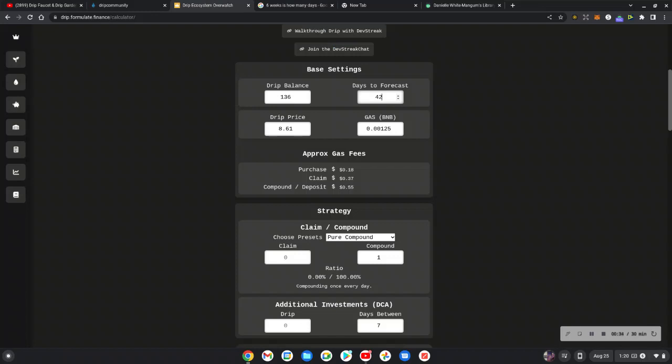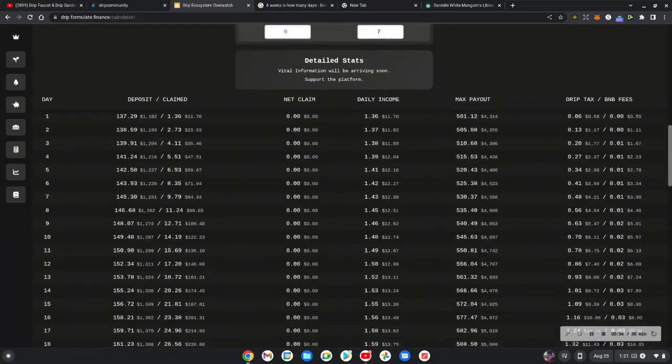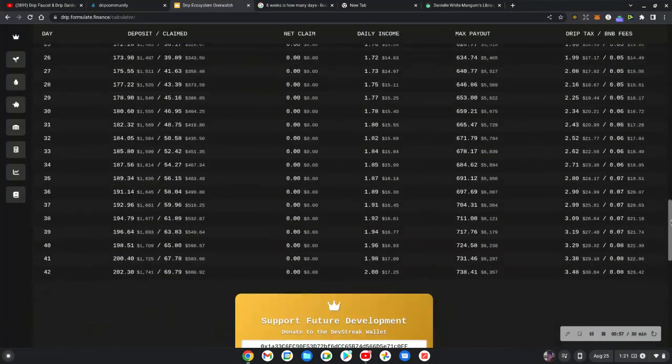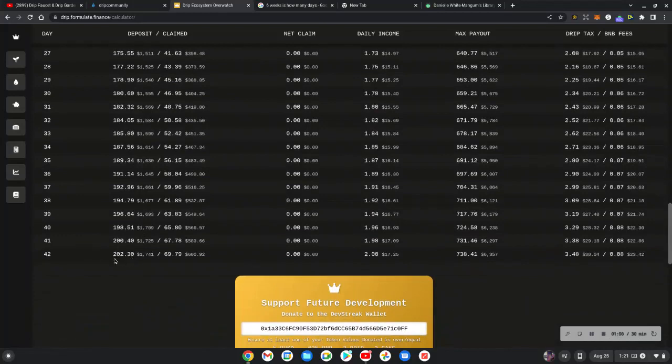So I said, okay, I got 42 days to move 136 drip. The only thing I did was put in how much drip I have right now and the 42 days. Then I came down and looked at this part and went to the end, which is 42 days. By the time the Animal Farm opens, I have 202 drip, at least, give or take, and that would be like 17.25 a day.